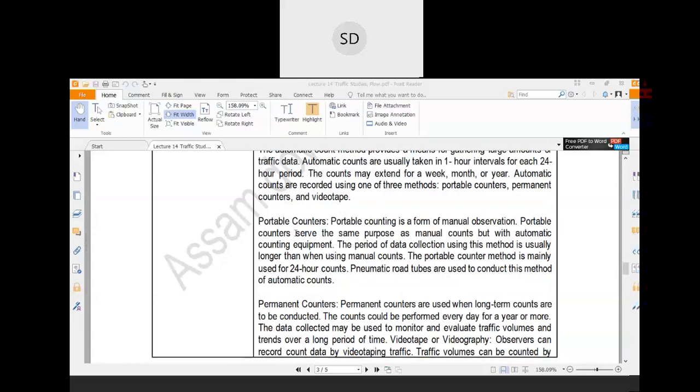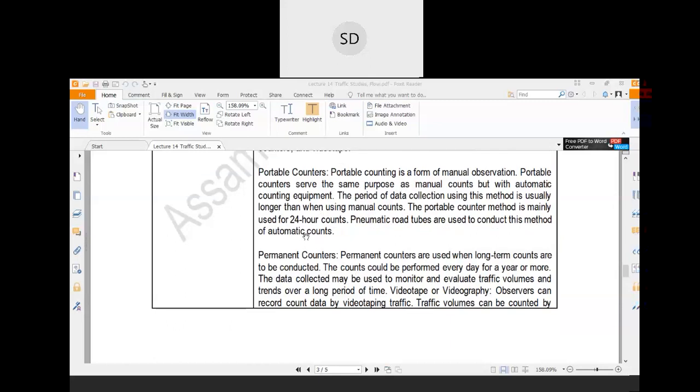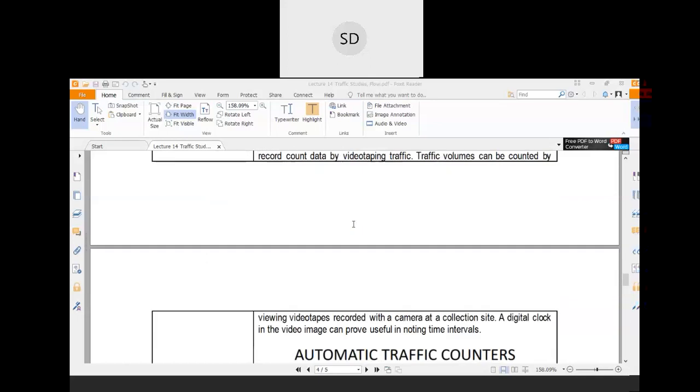So, these portable counters serve the same purpose as manual counts, but here you do not have to write anything. You do not have to count anything. This counting is automatic. Now, the period of data collection using this method is usually longer than when you are using manual count.